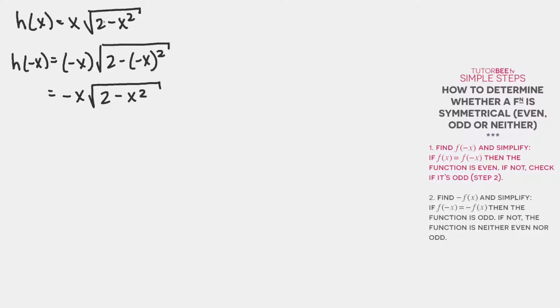So if I compare h of x and h of negative x, you can see that h of x is not equal to h of negative x. So therefore it's not even.